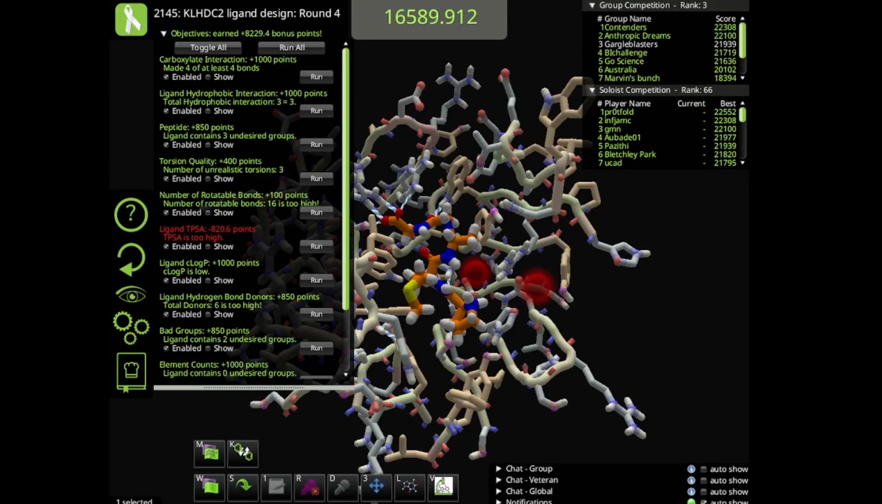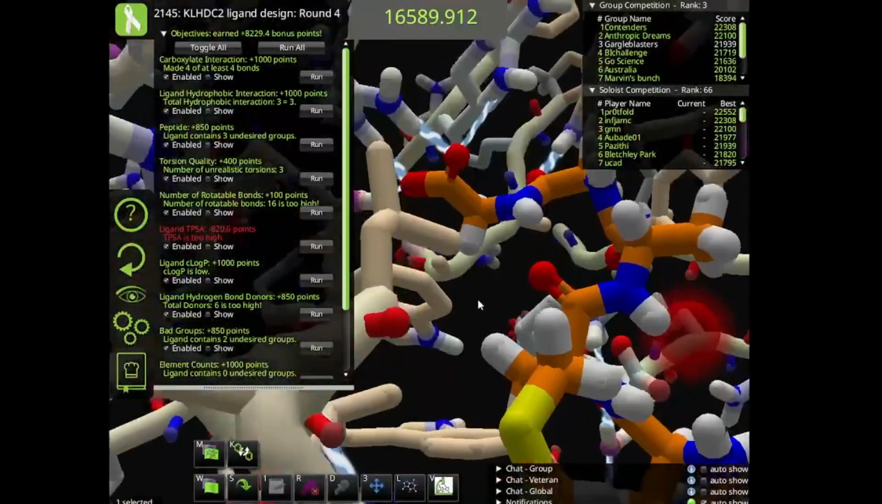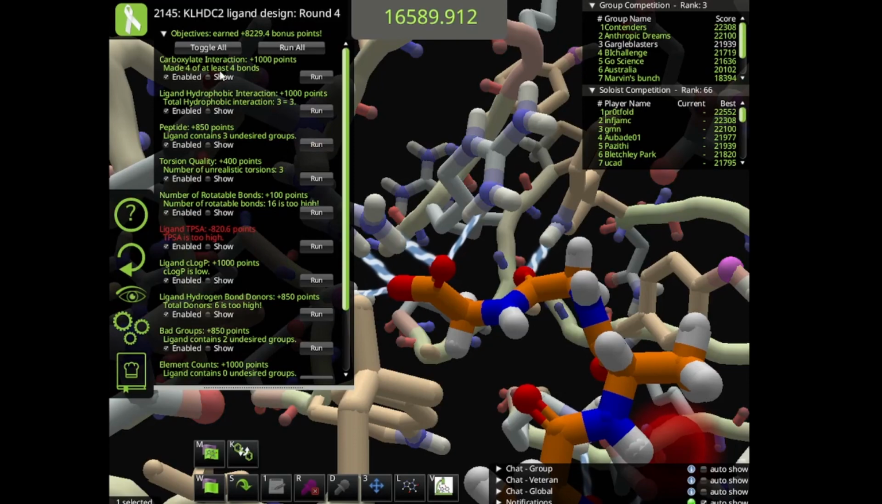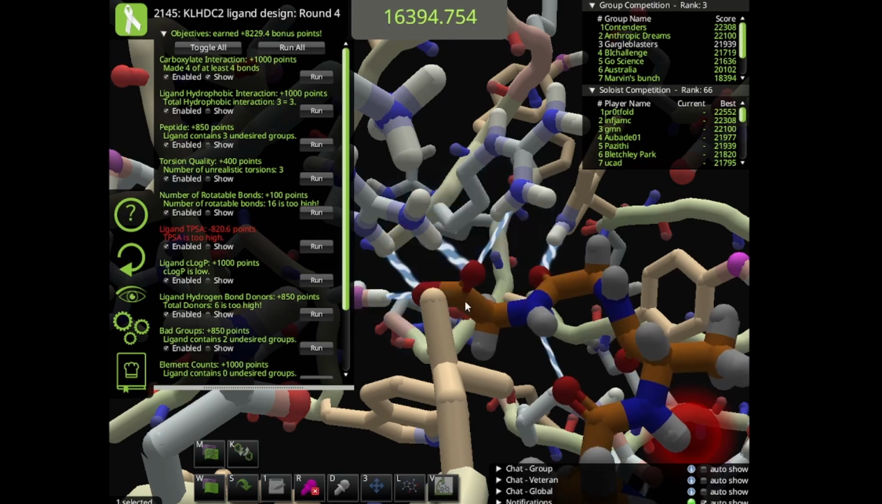Hello, today I will show you how to play the Ligand design puzzle. Let's start with objectives. First, there are carboxylate interactions, where you should make these 4 hydrogen bonds here, and if any bond is broken, you lose a point.